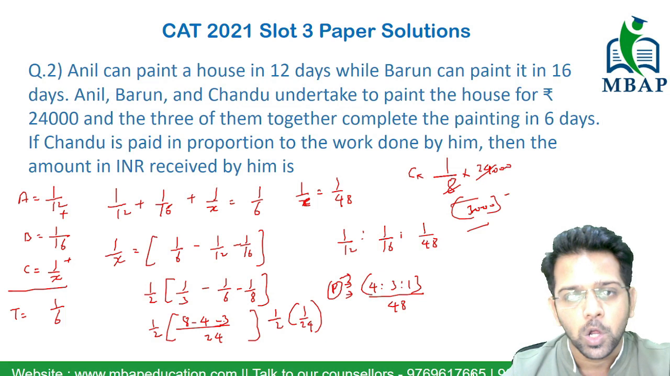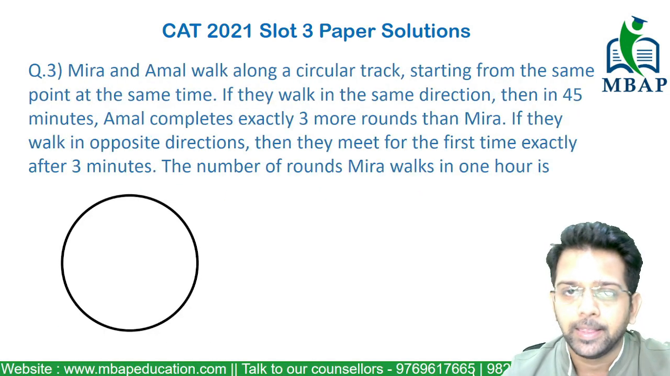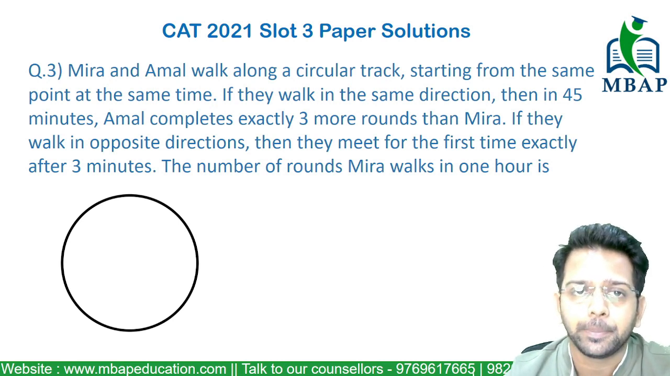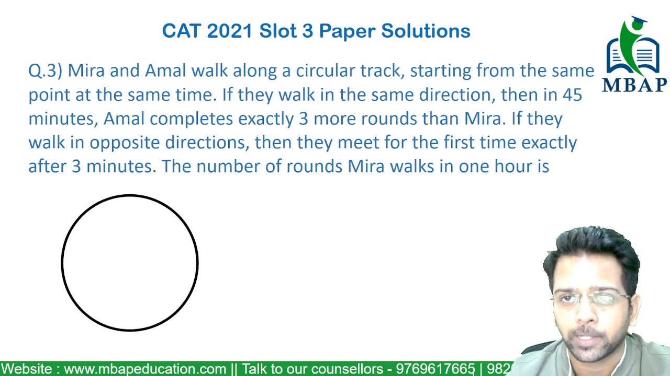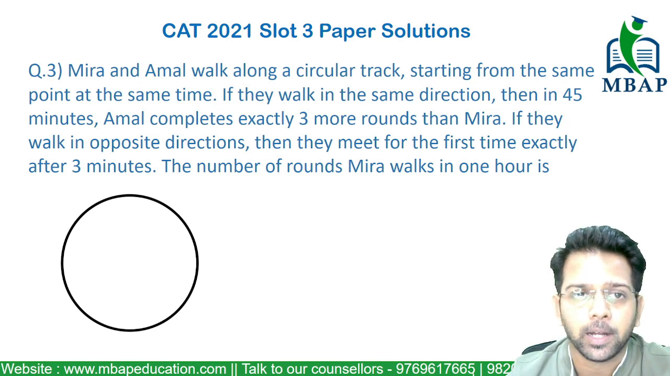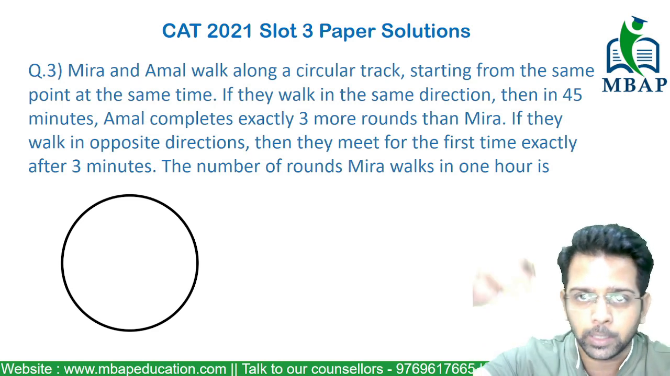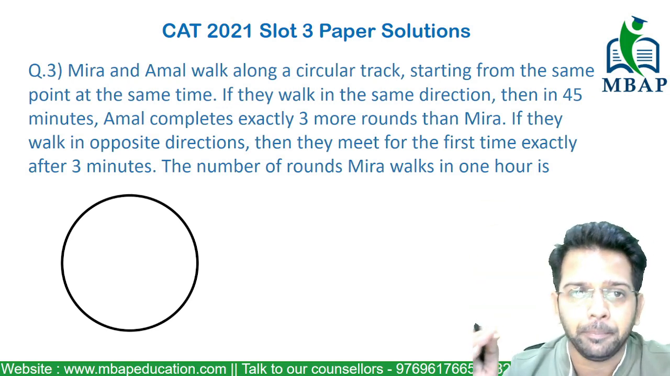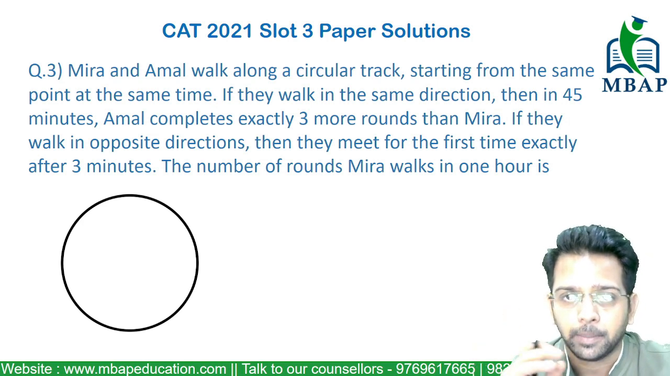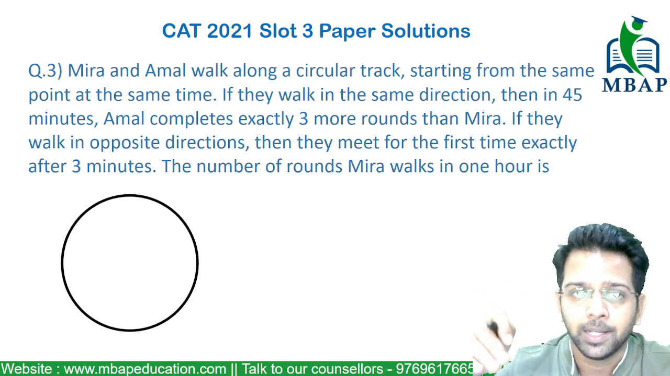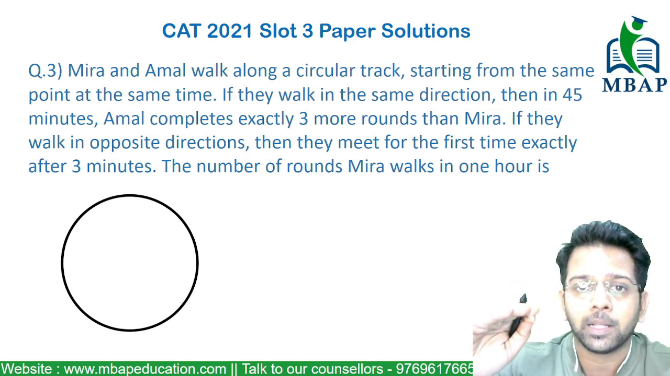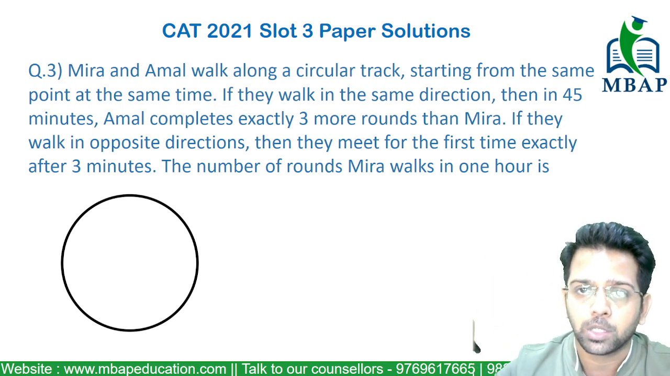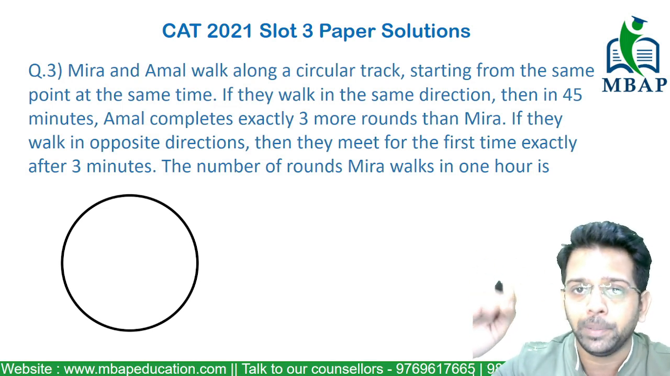I hope this is clear to everyone. Let's have a look at the next question, which is from time, speed and distance. Slightly easy question. It says Mira and Amal walk along a circular track starting from the same point at the same time. So they are walking either in the same direction or in the opposite direction. If they walk in the same direction, then they meet in 45 minutes. I repeat, when they walk in the same direction, in 45 minutes Amal completes exactly 3 more rounds than Mira.